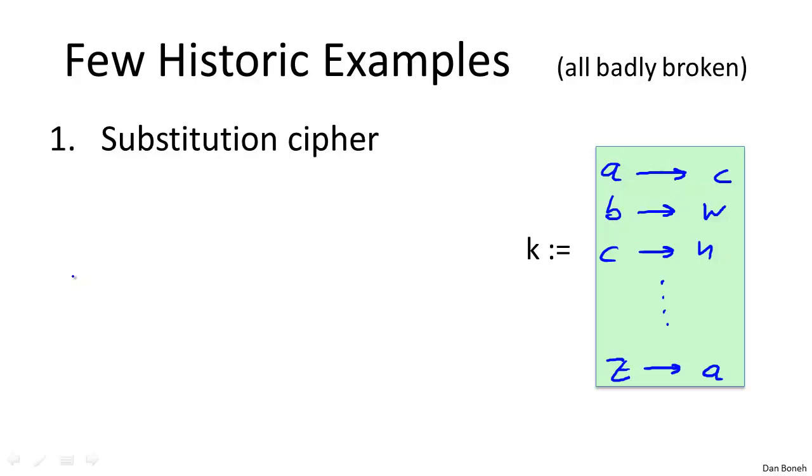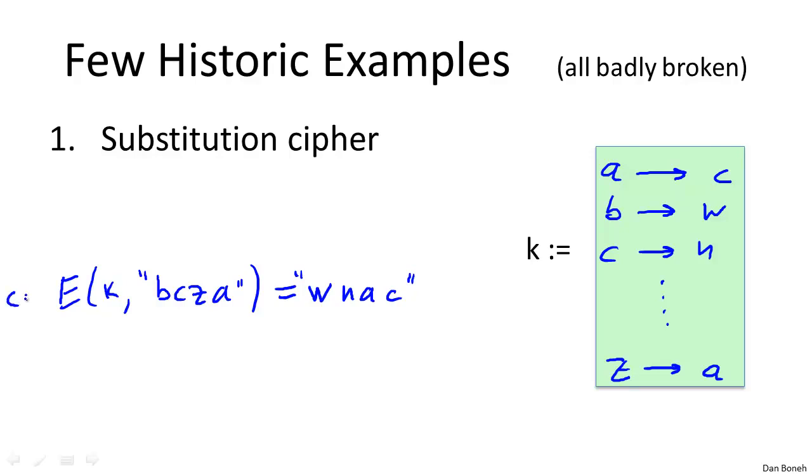So just to practice the notation we introduced before, let's say the message is B, C, Z, A. The encryption of this message using this key is done by substituting one letter at a time. So B becomes W, C becomes N, Z becomes A, and A becomes C. So the encryption of BCZA is WNAC, and this defines the ciphertext. Similarly, we can decrypt the ciphertext using the same key, and of course we'll get back the original message.